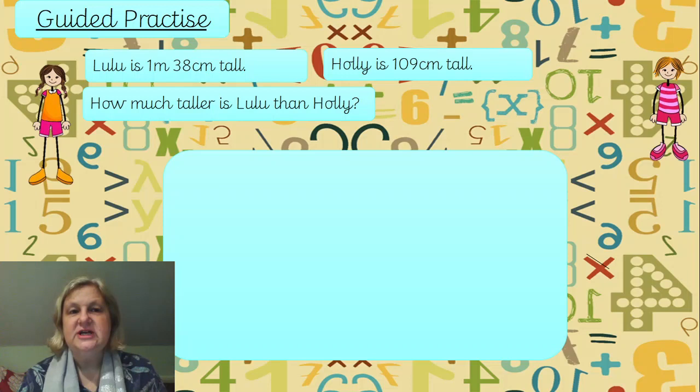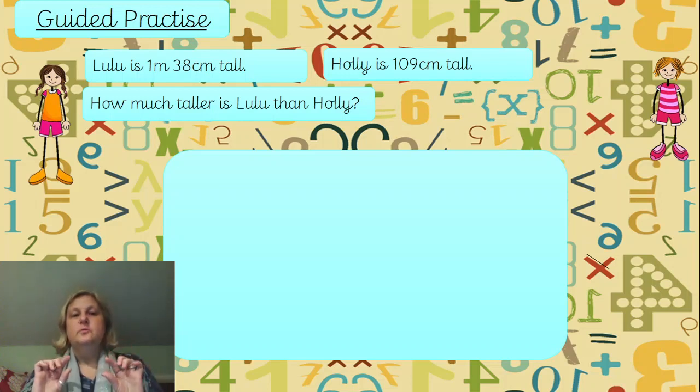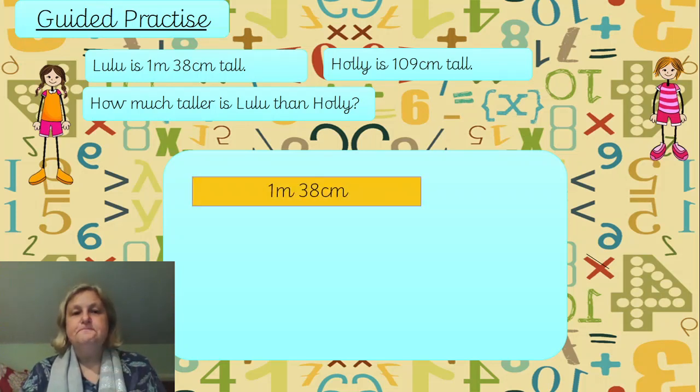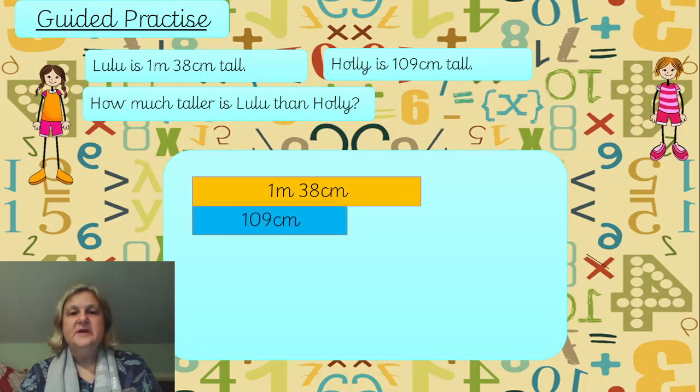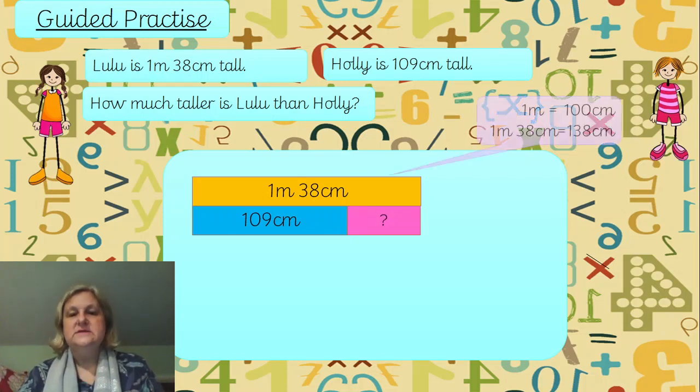Probably best to change them into the centimeters, the one with the smallest unit. Okay, so 1 meter 38 centimeters. She's not so big, this one, so we know that that's the tallest person. This is the one that's not so big, so we've got this space here. So what operation are we going to need to do? What calculation? We're going to need to do a subtraction for this one.